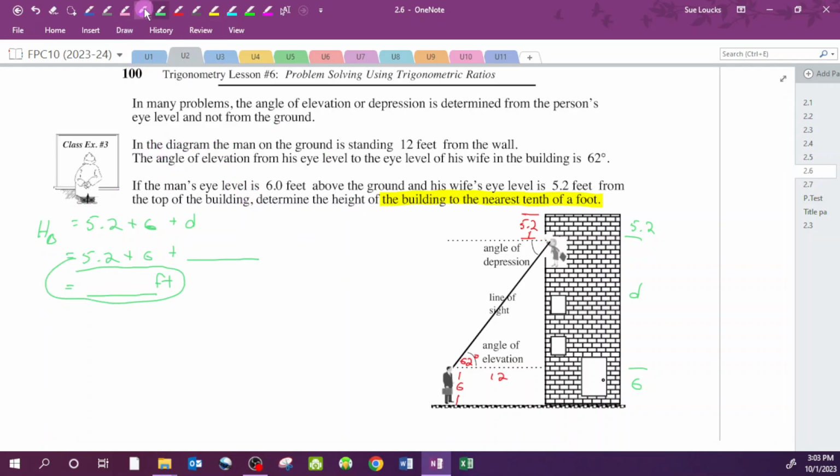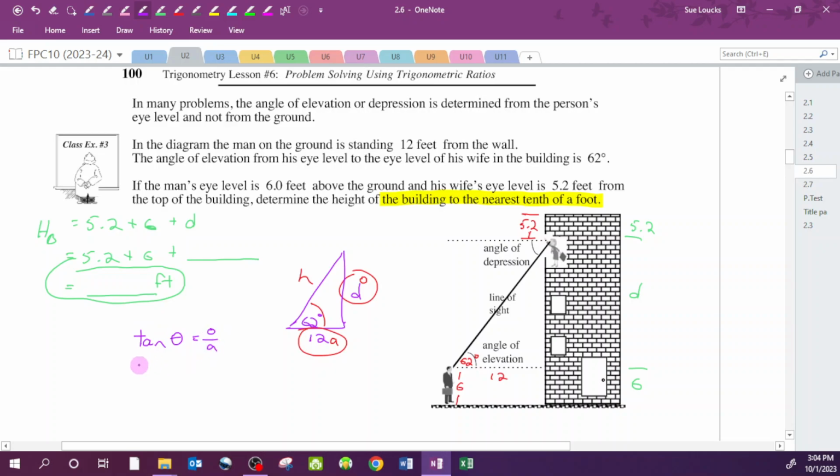Okay, and then just to make this a little bit simpler, I'm going to redraw the part that I care about here, where I know this is 12. This is the D I'm looking for, and this is 62 degrees. Okay, and there's my angle of interest and my hypotenuse and my opposite and my adjacent. So that's going to be tan. So tan theta is opposite over adjacent, and tan 62 equals D over 12.